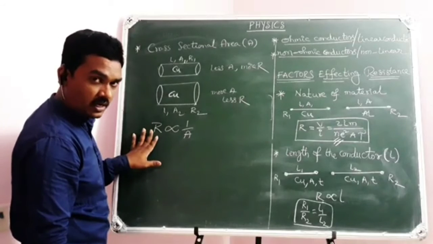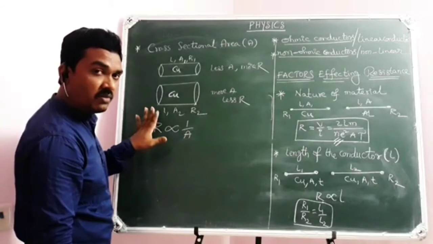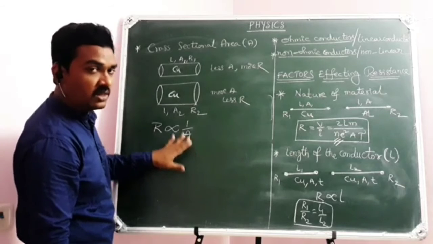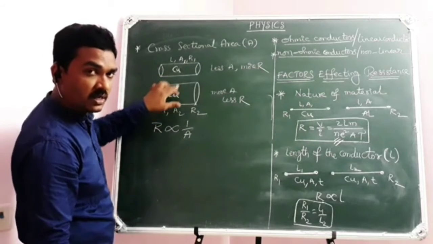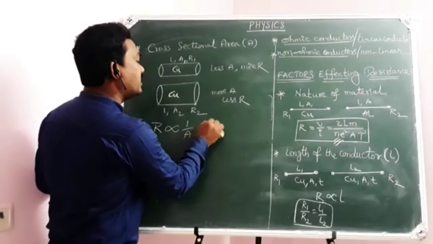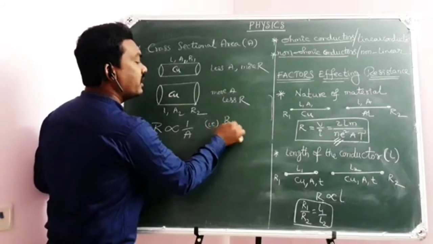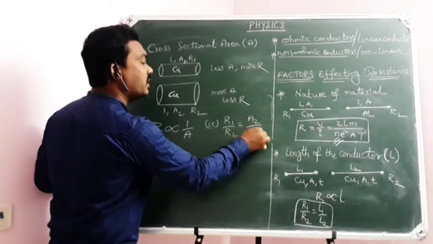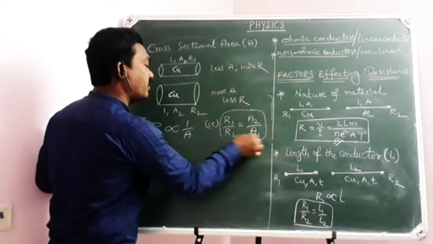The resistance of a conductor varies inversely proportional to its cross-sectional area when they are of the same length and the same material at same temperature. So that you can write now the relation R1 by R2 equal to A2 by A1, because inversely proportional relation, that's why the ratio will be reversed.